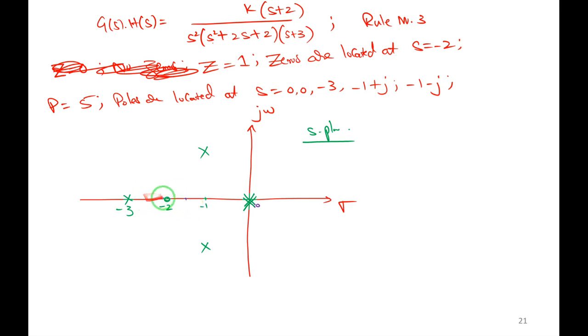Next, shift the point from minus 2 to minus 3 here. Just count here. 1, 2, 3, 4, 5. Yes, this section minus 2 to minus 3 is a part of root locus.